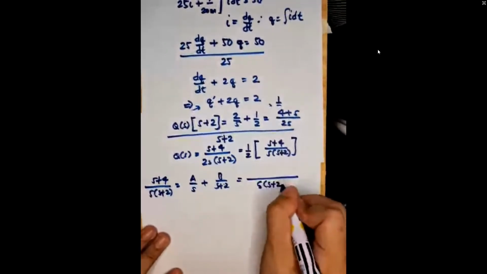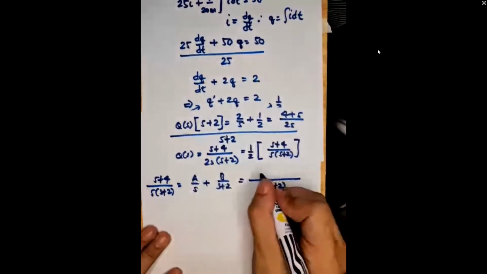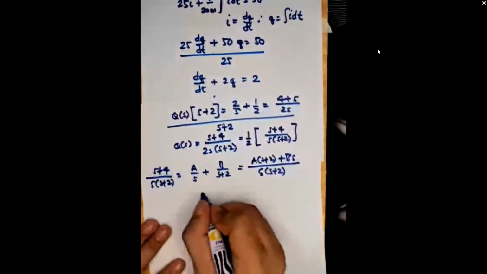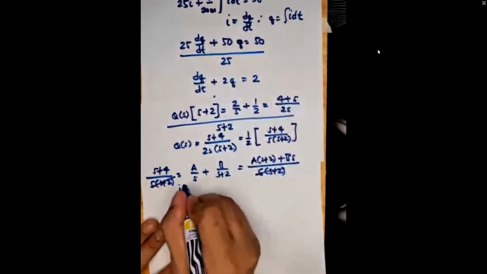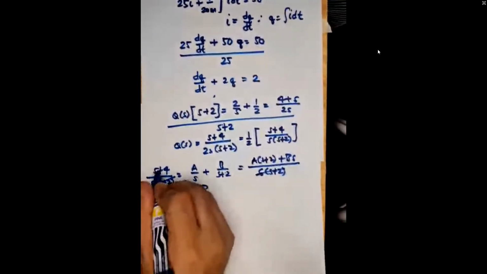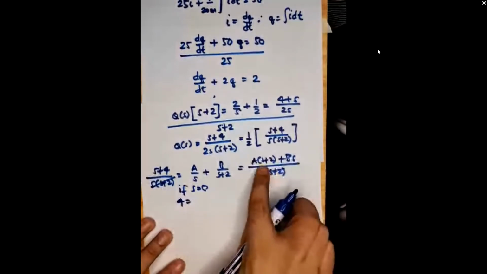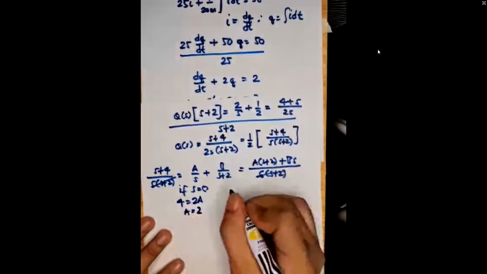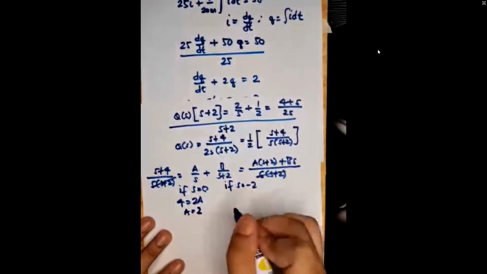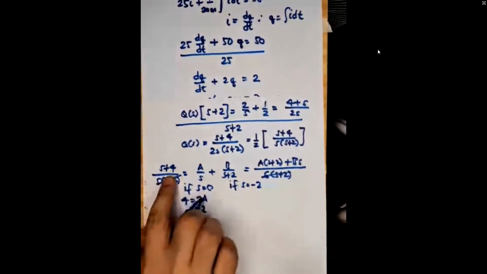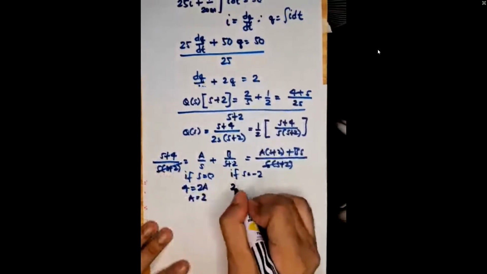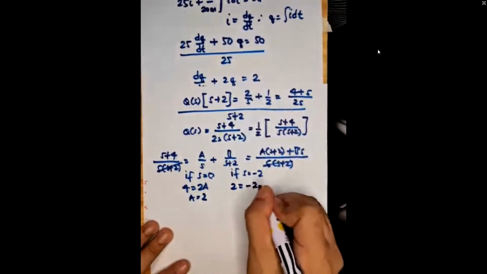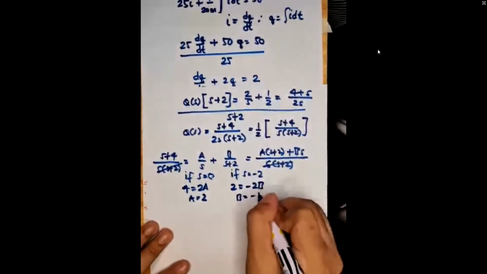S times S plus 2. Okay, ito divide to, then we'll have A times (S plus 2) plus B times S. Ayan. So, cancel natin yung denominator. So, if S is 0, so left side will be 4 is equal to 2A. So, A is 2. So, if S is equal to negative 2, so on this side, that is still 2, and then dito, this one will be 0 and that is negative 2B. So B is equal to negative 1.